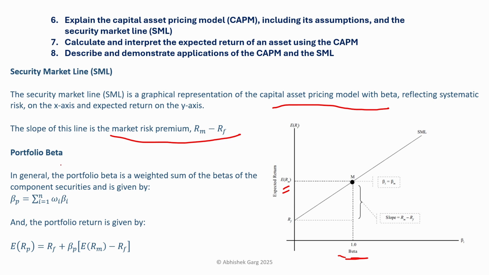What's the portfolio beta? Portfolio beta is a weighted sum of the betas of the component securities. That is, portfolio beta is equal to the weighted average of the betas of the individual assets. And the expected return on the portfolio is equal to the risk-free rate plus the beta of the portfolio times the excess return of the market.